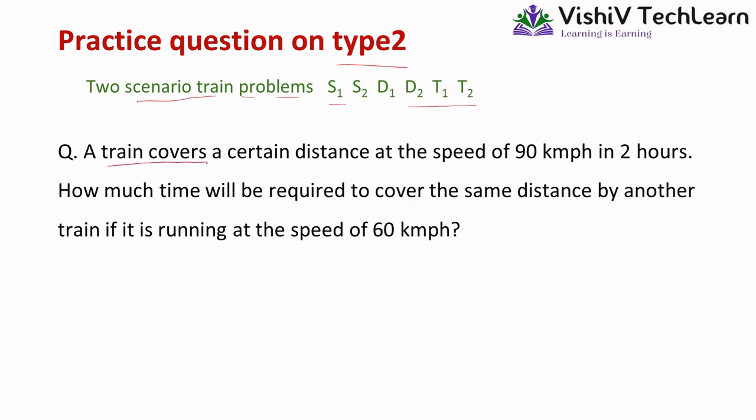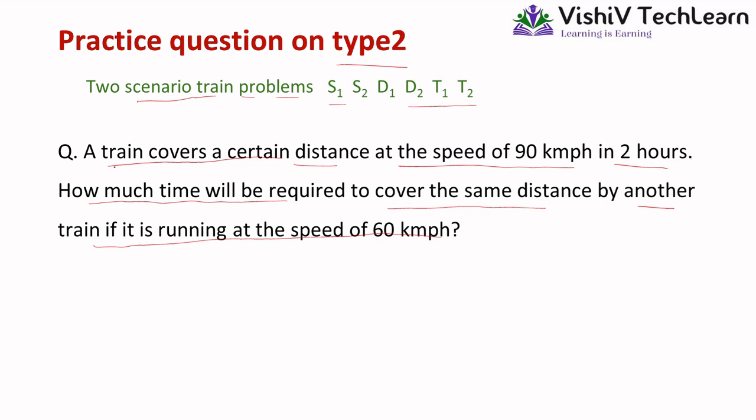A train covers a certain distance at the speed of 90 km per hour in 2 hours. So here is the first scenario. The second scenario is: how much time will be required to cover the same distance by another train if it is running at the speed of 60 km per hour? So we have two different trains. In the first sentence we have the data with respect to the first train. In the second sentence we have data with respect to the second train, or another train.